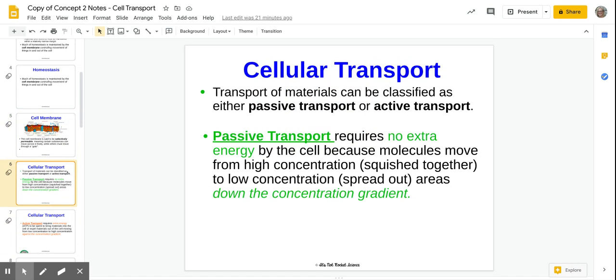And when we're talking about transport, we're talking about two different things. You're going to hear the term passive and active. So think about passive being you're just kind of sitting around, you're not really doing a lot. Active, think about when you go to PE, you're playing basketball, there's energy you're using. So passive is what we're going to look at today. This is no extra energy. The cell does not have to expend or use any energy for any of this.